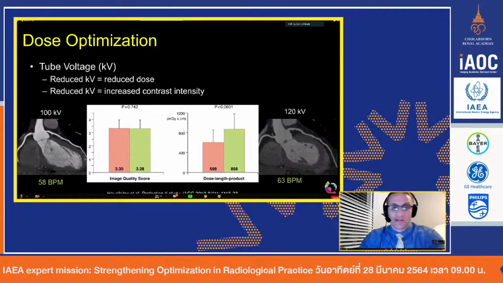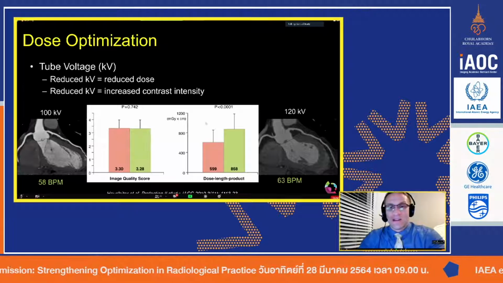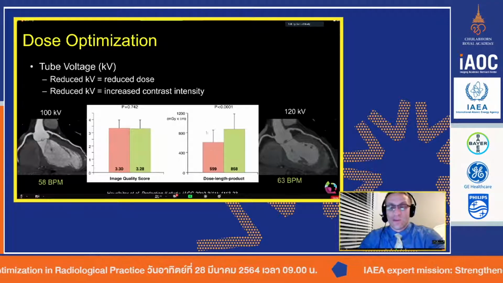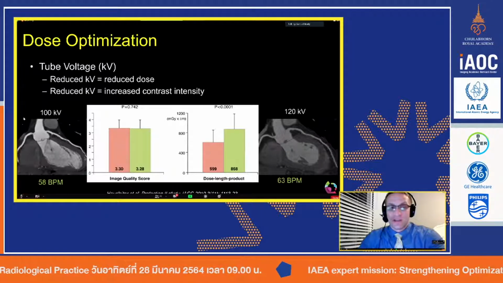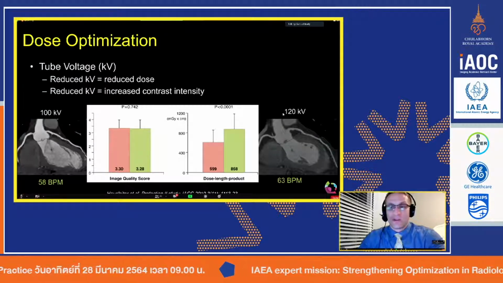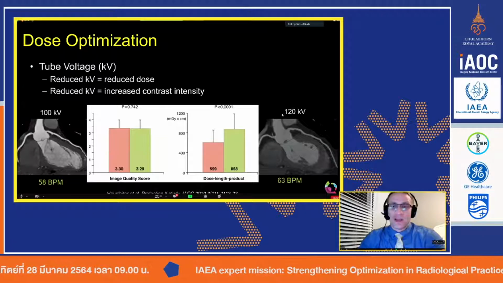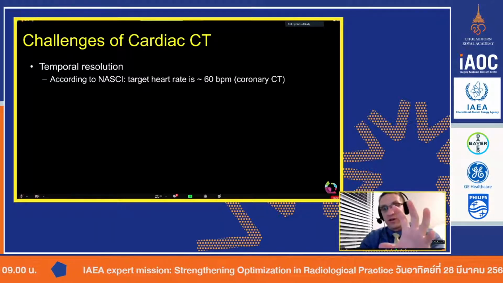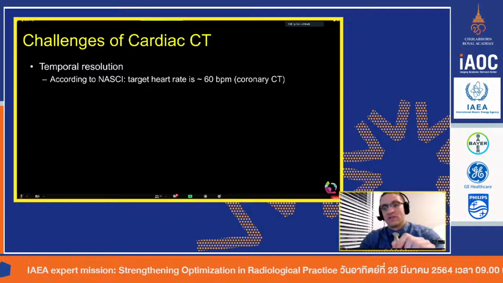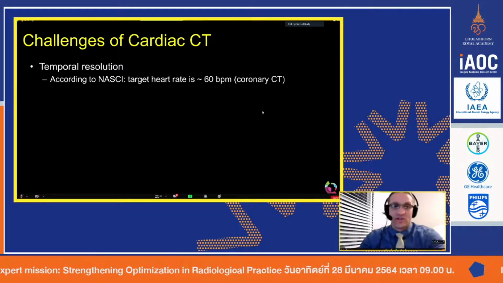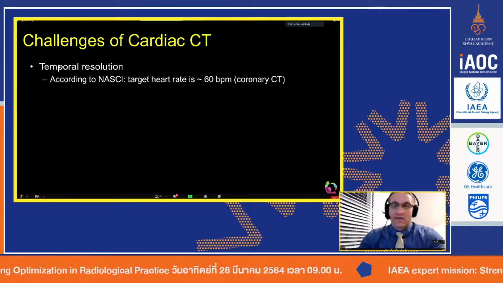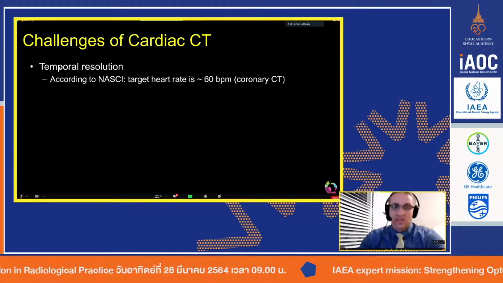It just actually looked a little better. That said, the radiation dose was statistically significant. In other words, the radiation dose did decrease at 100 kV compared to 120. So optimizing using lower kV, where possible, gives you better inherent contrast and noise in the image and less radiation dose to the patient.